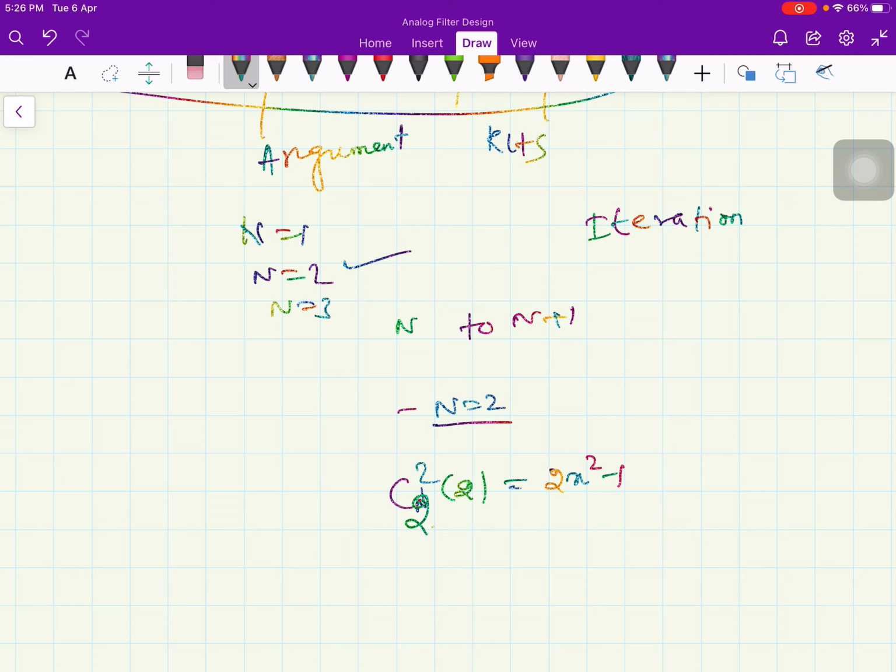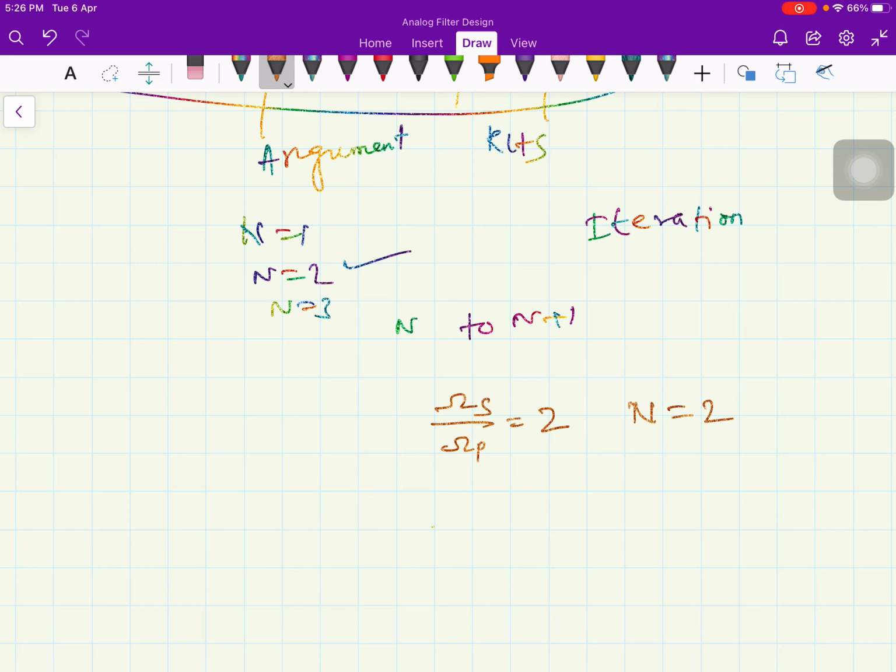Let me write it properly. Let me call omega s by omega p equal to 2, and let me try capital N equal to 2. Now Cn square, I don't know the capital N value. Let us find out what the N value is. So this is known, right? So Cn square of 2.